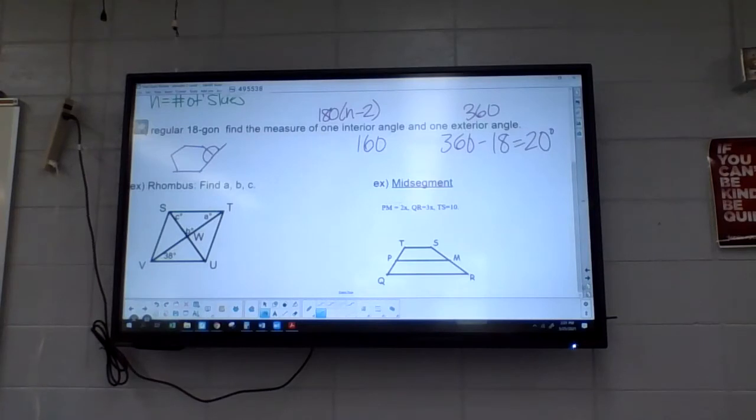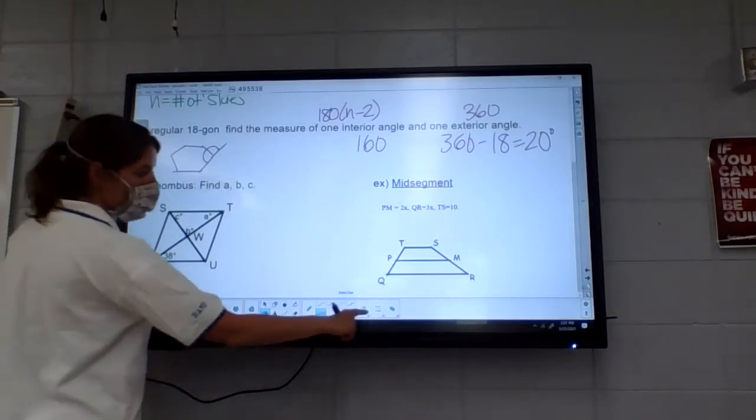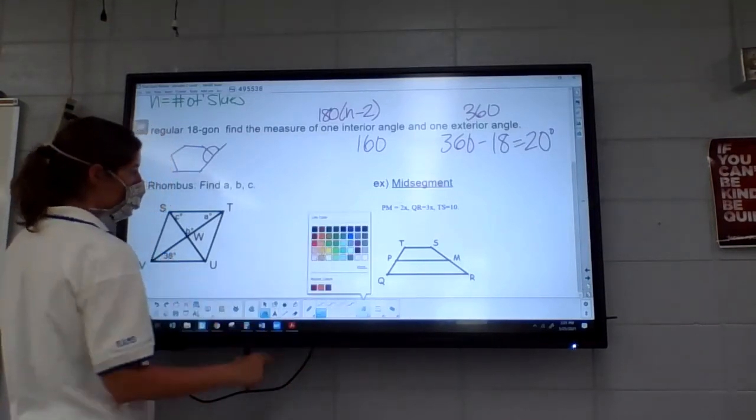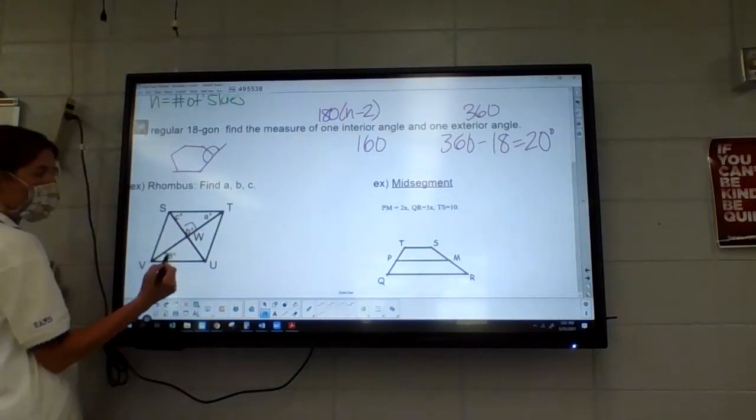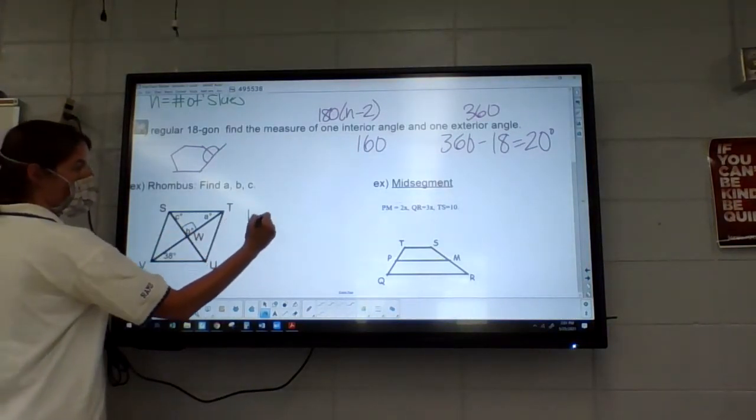This is a rhombus here. Hopefully you guys remember with a rhombus when you know for sure. There's a few things we know right away on our rhombus. The diagonals are perpendicular. So B is already 90 degrees.